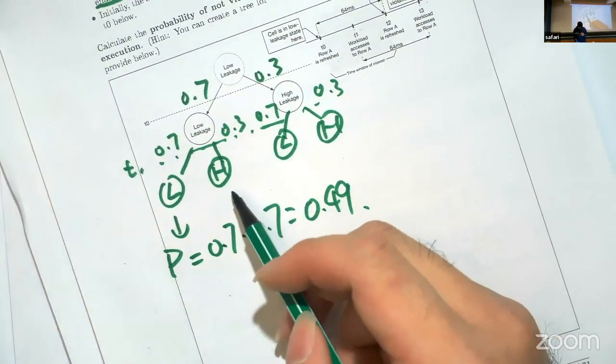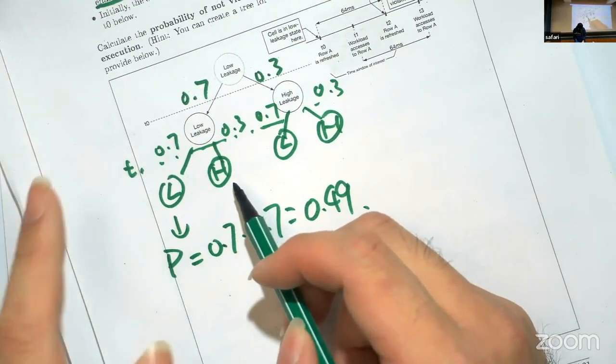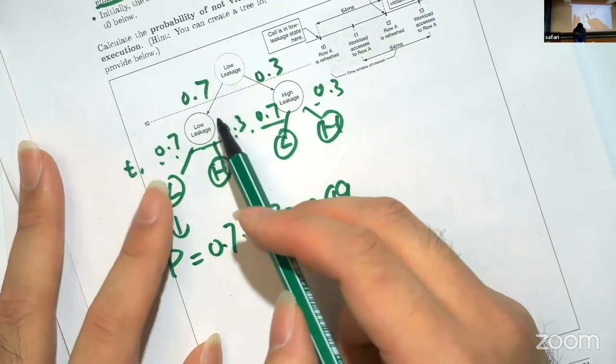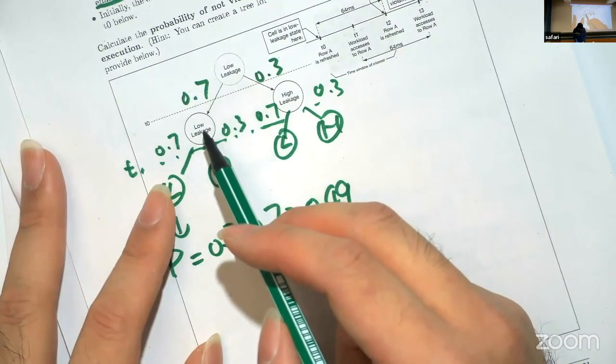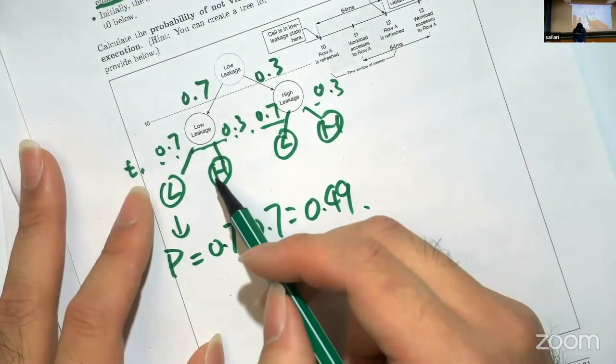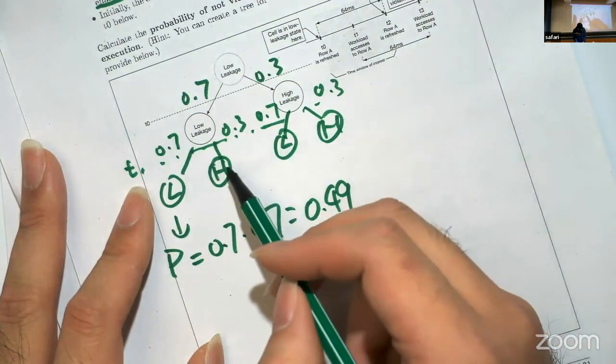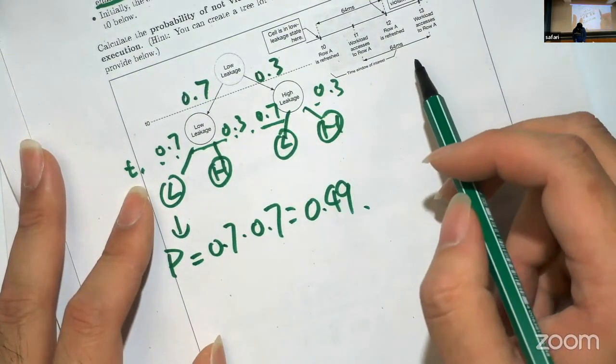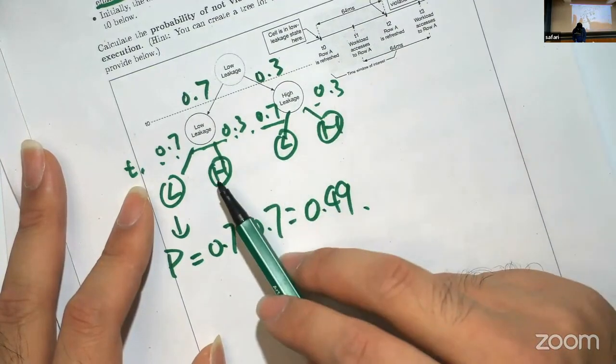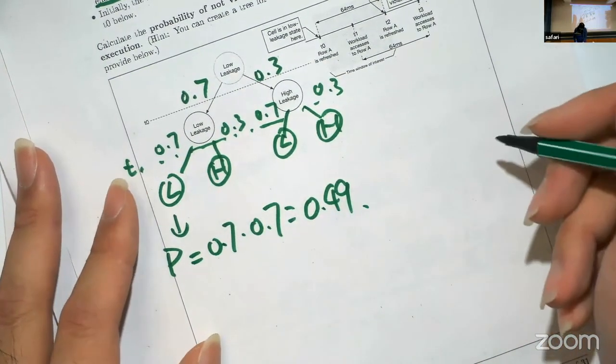And for this H state, initially it's in low and then in low, but after the access at T1, it will change to a high leakage state.